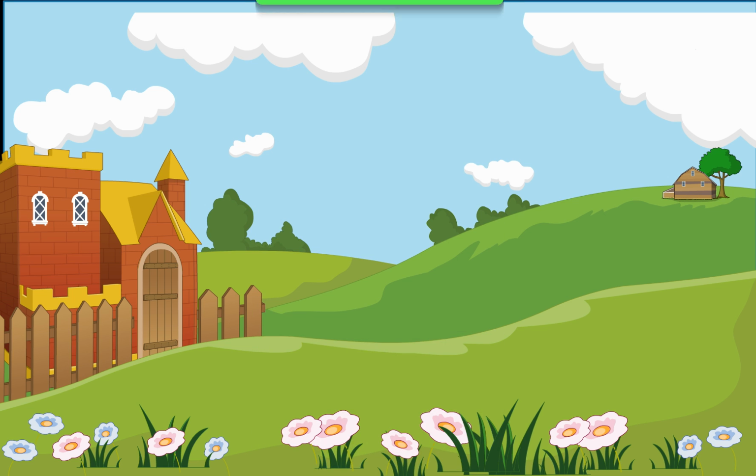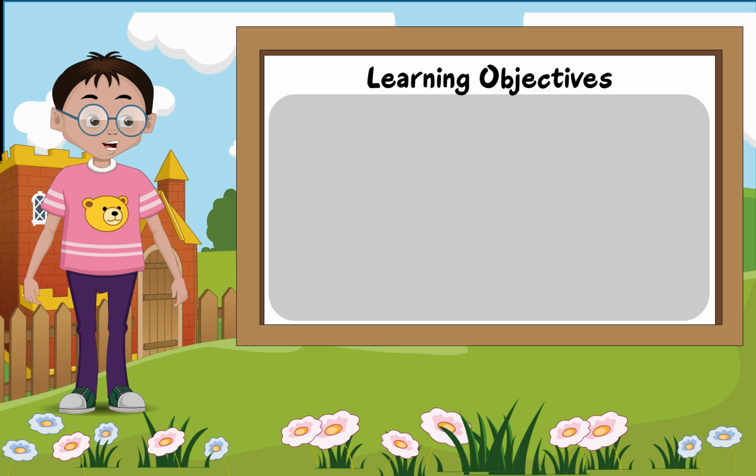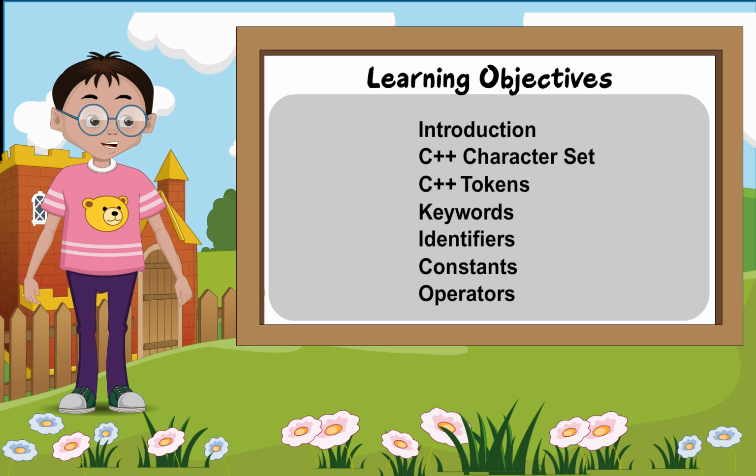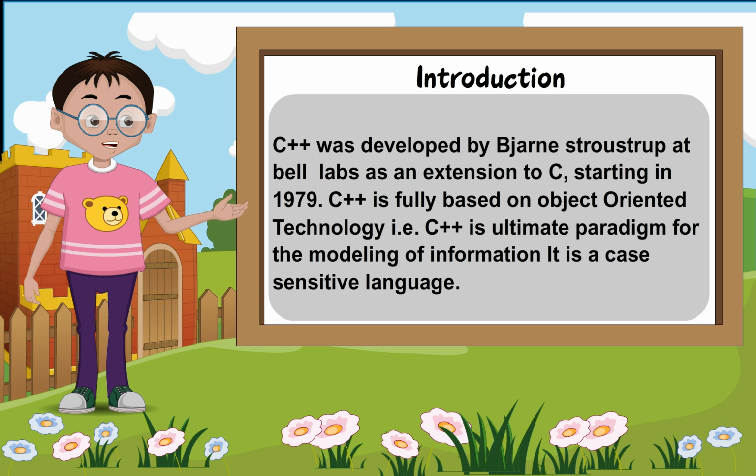Chapter 11 Introduction to C++. Learning Objectives. Introduction. C++ Character Set. C++ Tokens. Keywords. Identifiers. Constants. Operators. Punctuators. Variables. Declaring variables. Structure of C++ program. Starting with Turbo C++. Writing a simple program. Saving a program.